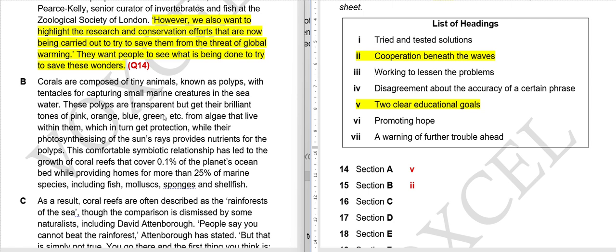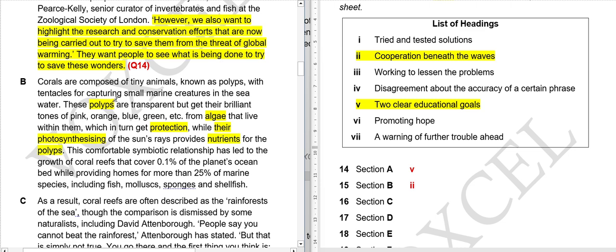Okay, I will tell you. From here you can easily understand if you can understand the nuances of this language. Here it is written: polyps are transparent but they get their brilliant color from algae, which in turn get protection, because polyps give protection to algae. And there, here "there" refers to algae, photosynthesizing the sun's rays, providing nutrients for the polyps.